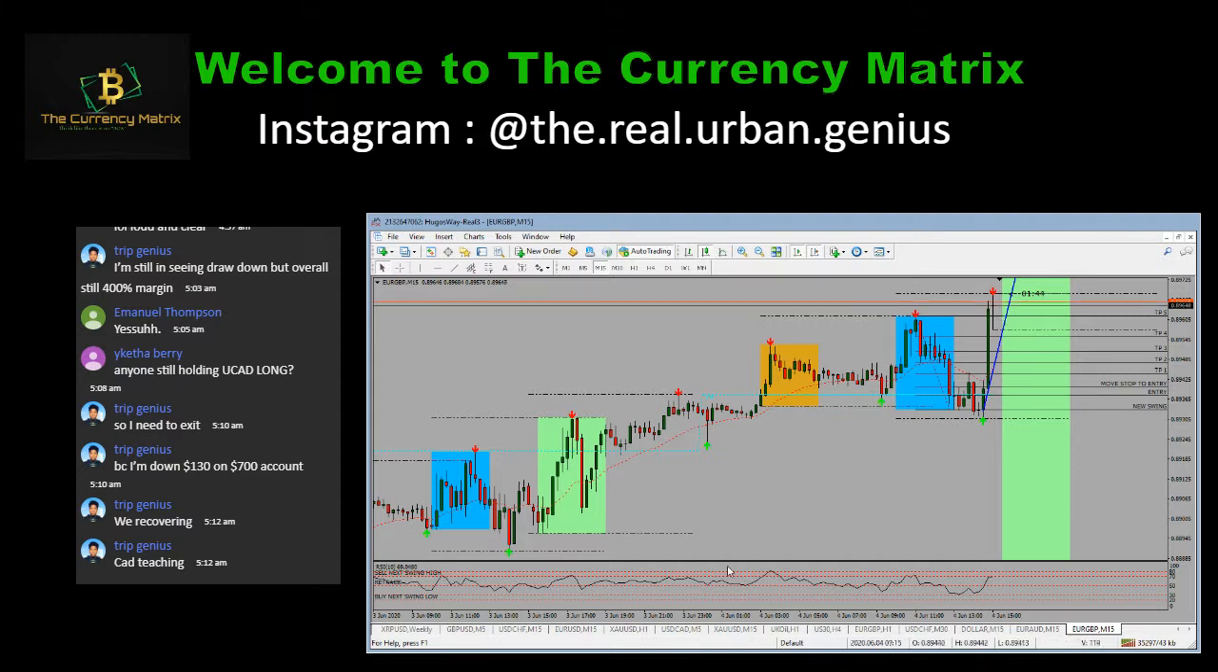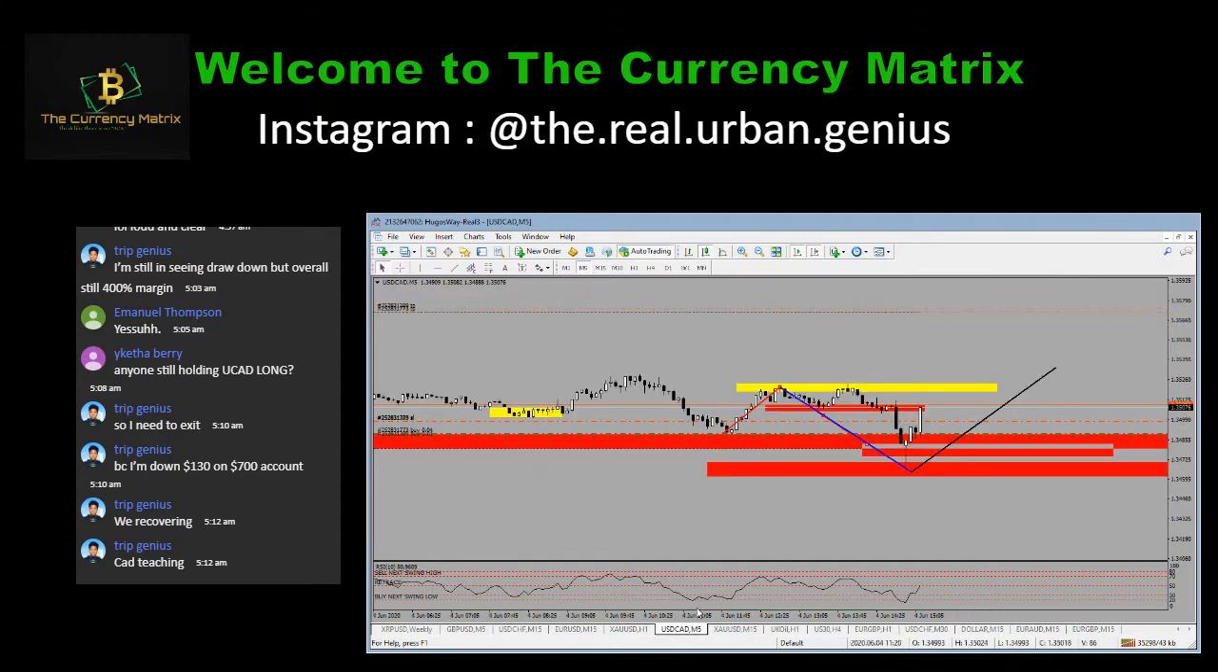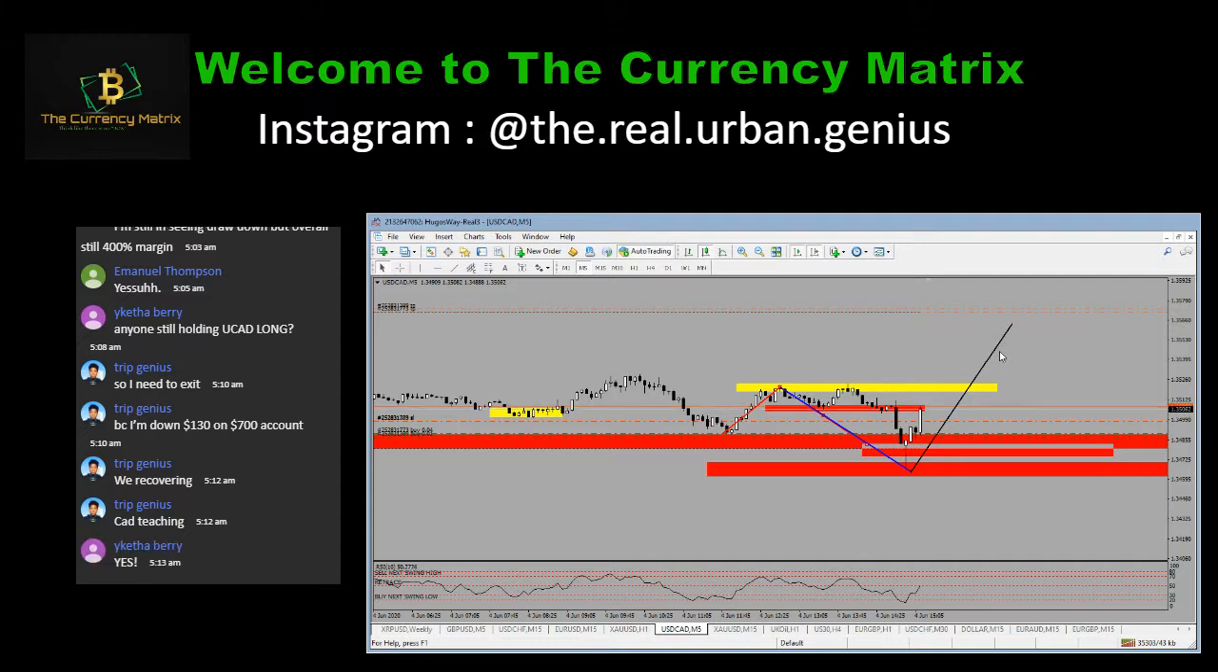But I'm sticking to my plan, so I'm only on UCAD. But as you see, yes, I'm still long on UCAD. UCAD hasn't changed its direction. It just shifted due to the non-farm payroll. First Friday of the month is always dramatic.